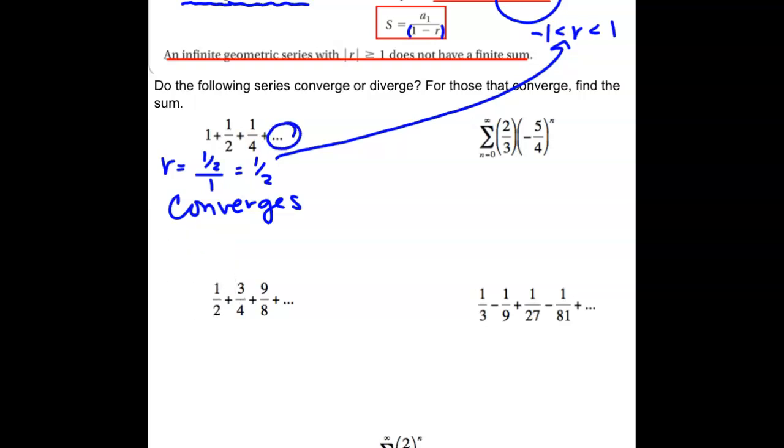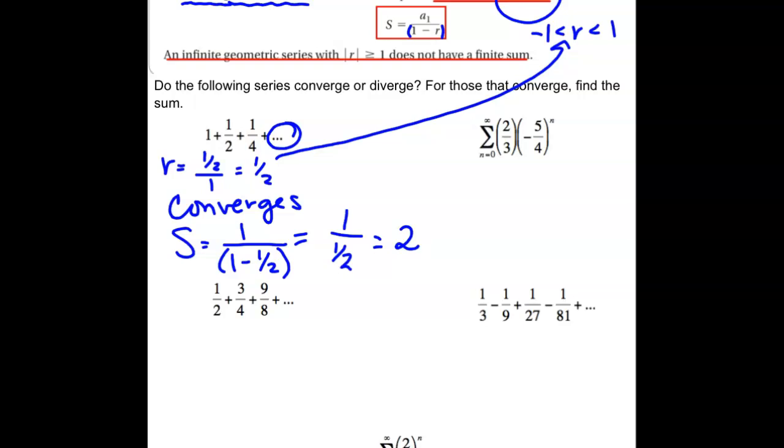That's what the little ... here implies. Okay, so the sum of all these numbers being added up, we take our first term, which is 1, we divide by 1 minus our R value. All right? And you can use a calculator, but we can actually figure this one out pretty easily. 1 minus a half is just a half, and 1 divided by a half is 2. Dividing by half is the same as multiplying by its reciprocal. We end up with 2.